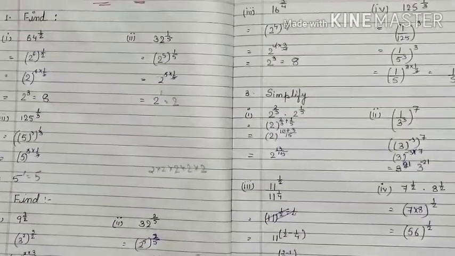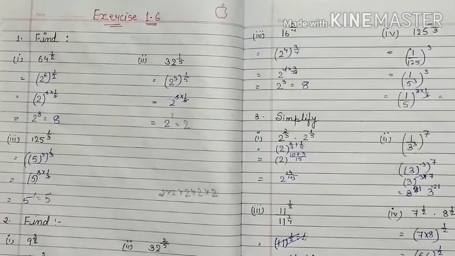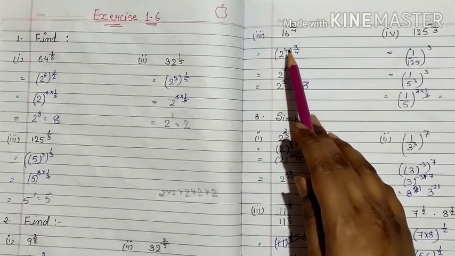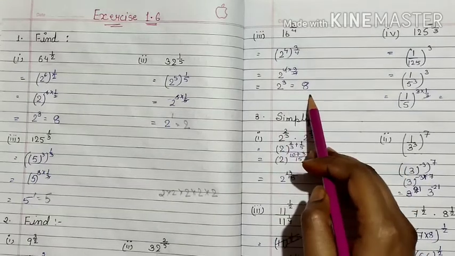Third number is 16 to the power 3 by 4. 16 can be written as 2 to the power 4. The 4s cancel, 2 to the power 3. Then 2 twos are 4, 4 twos are 8.